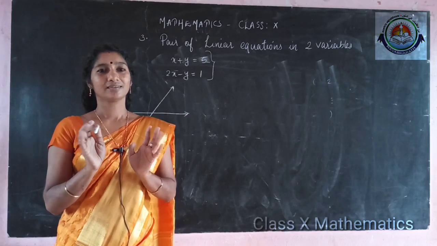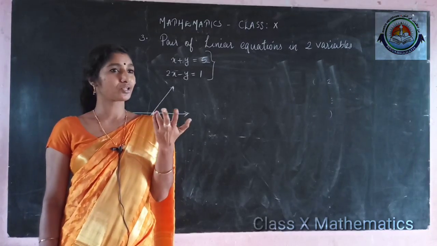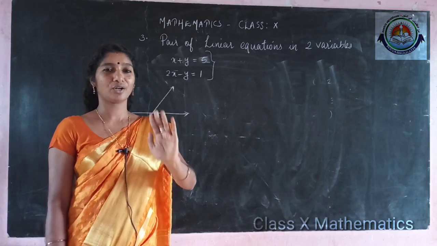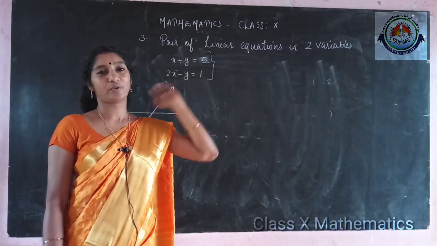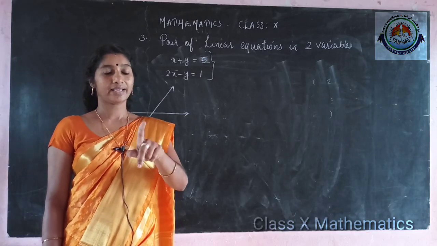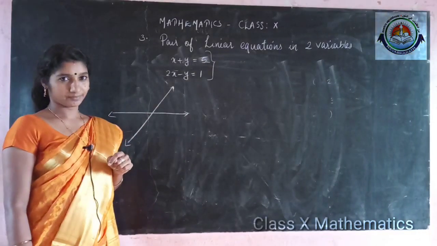Maximum 1. 1 point only they will meet now. Can they meet at two different points? Never. Two straight lines will not cross at two different points. If they are crossing, it is 1 point only. So like this it may keep.